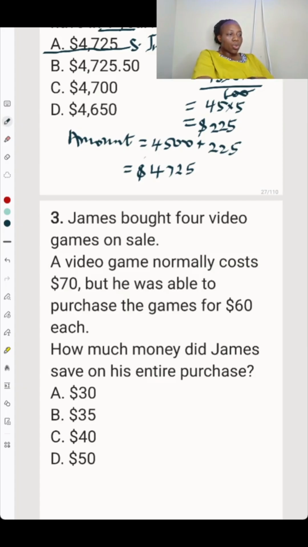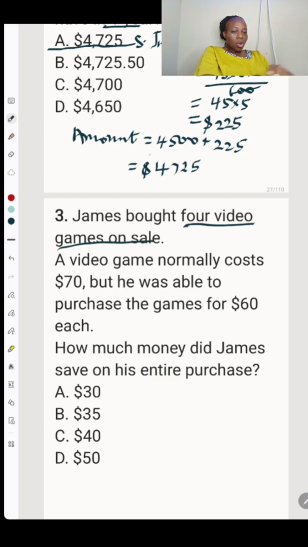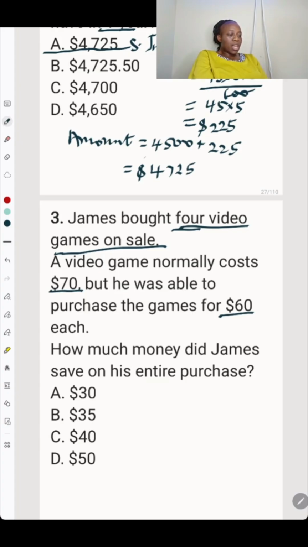James bought video games on sale. A video game normally costs $70. But he was able to purchase the games for $60 each. But 4 games, right? $60 each. How much did James save on his entire purchase? What is the difference in cost?